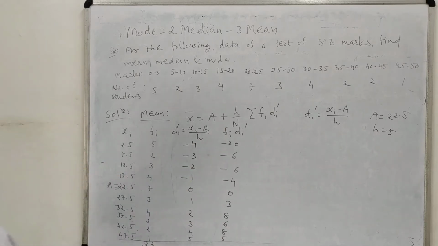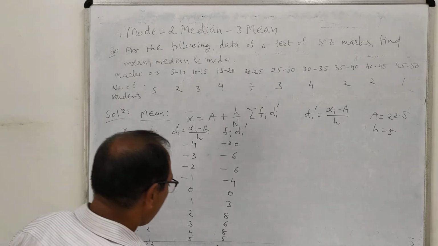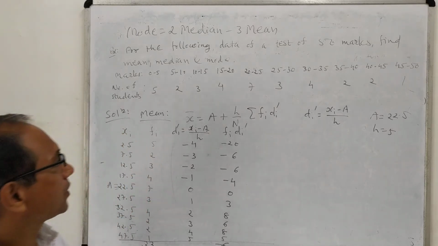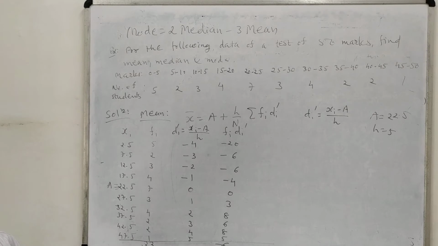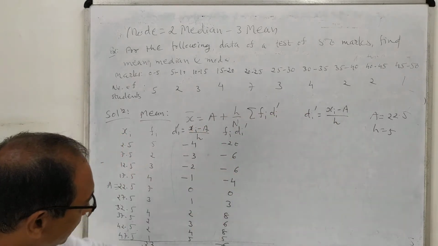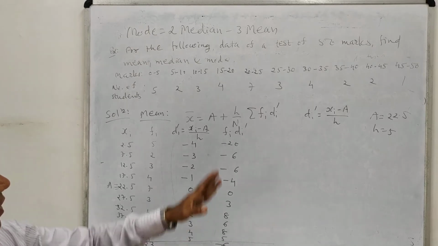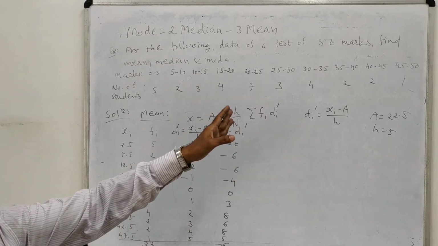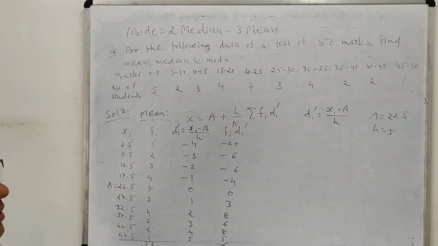And find out the total. The total is also very simple. Its total is minus 6. Actually, every calculation you want to write, you must write below the table. Here, due to the size of the board, I am writing on the right hand side.